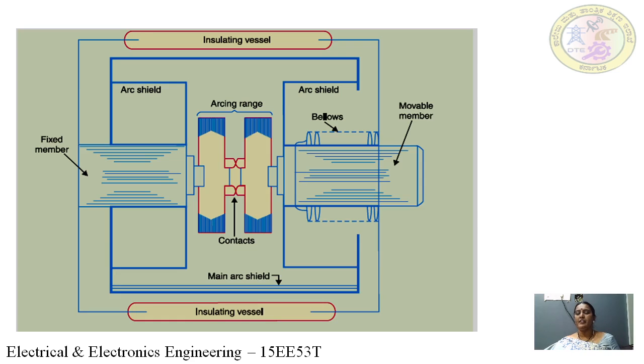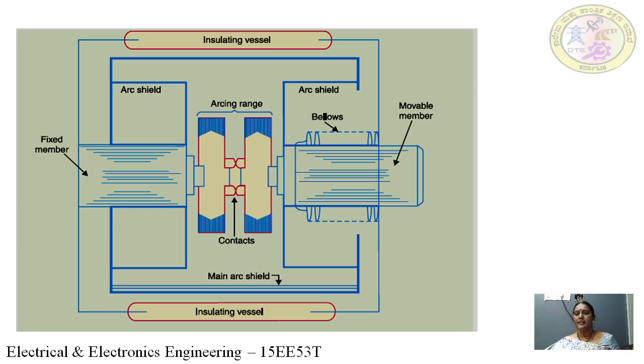Construction. Observe the diagram carefully. Here there is a fixed member that is present on your left hand side. There is a movable member on your right hand side. This movable member is connected to the bellows below, and there is an arc between the movable member and the fixed member. That arc is struck within the range that is presented by the arc range.